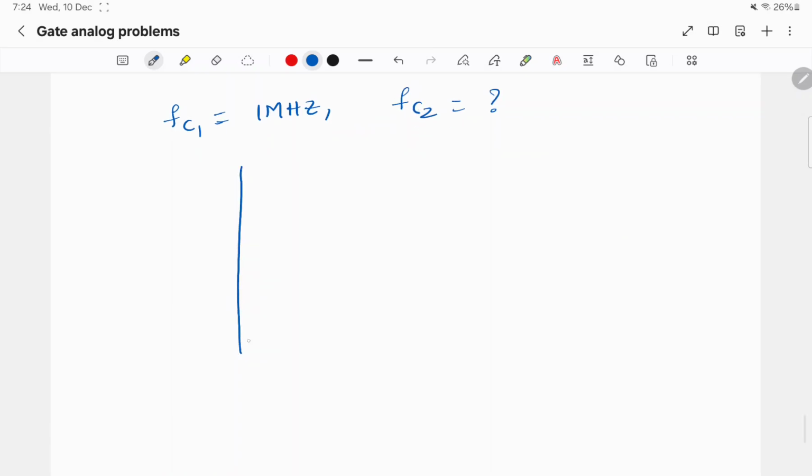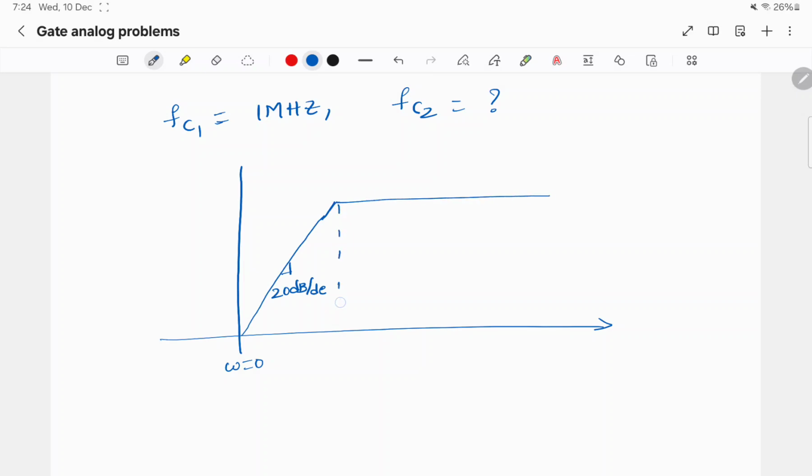So the transfer function will look like this. It has a 0 at omega equals 0, s equals 0. This slope will be 20 dB per decade, and it has a pole at 1 megahertz. At 1 megahertz the slope will be 0 dB, it will be a flat line. And at FC2 it has another pole. We have to find what FC2 is.